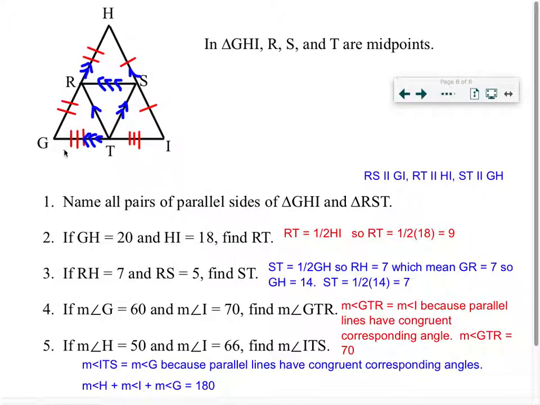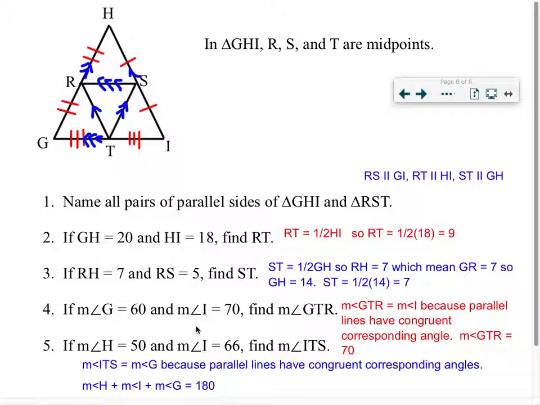In number 3, they gave us measures of parts, and you can see here again I wrote an explanation. ST is half of the third side, which is GH. They told me RH was 7 right here. That means GR must be 7 and the whole side must be 14. ST is equal to half of that, so that is 7. This RS being 5 is not helpful at all. We don't need that information. And the GH equals 20 was not helpful information. They have that there to determine, do you know which side to take half of, or are you just taking half of any number you see? So they're testing to see that.